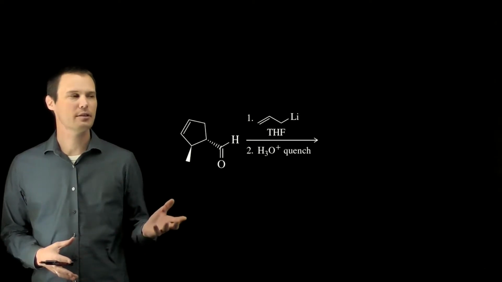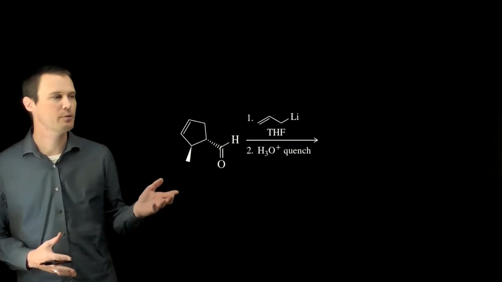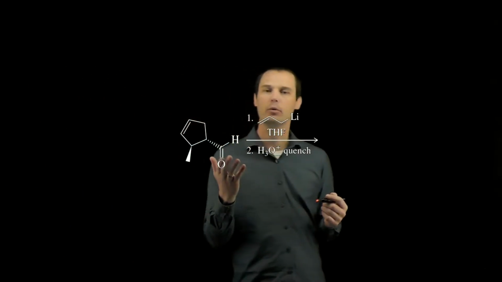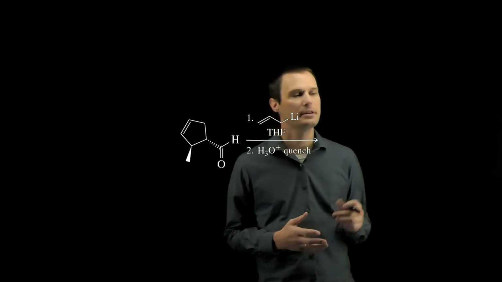This assessment asks us to predict the product of this reaction. An organolithium reagent is a strong nucleophile that can directly attack an aldehyde, and when it does so, it will form an alcohol after acidic quench.